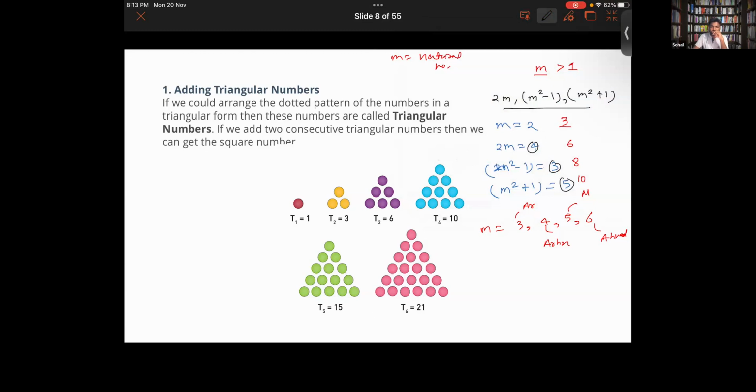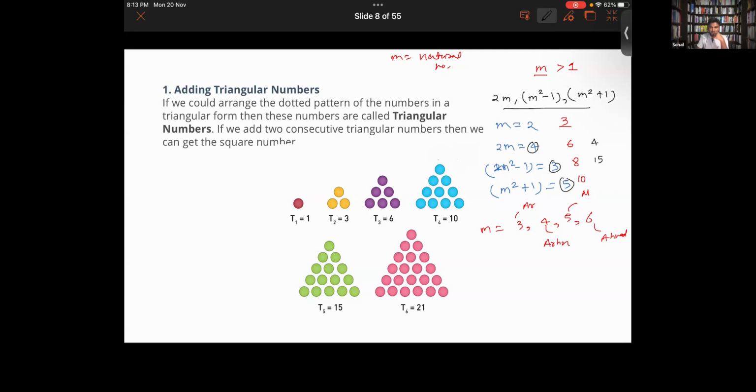Sir, it's 4, 3 and 5. 4 squared is 16. 16 minus 1, it will be 15 now. No, sir, I was saying the answer. 2m equals 2, and then m square minus 1 is 3 and m square plus 1 is 5. No, repeat, I didn't get that. So 2m equals 2, m square minus 1 equals 3 and m square plus 1 equals 5.